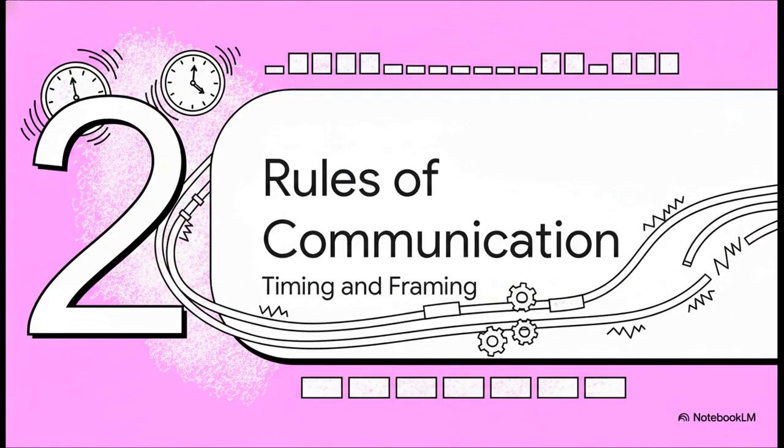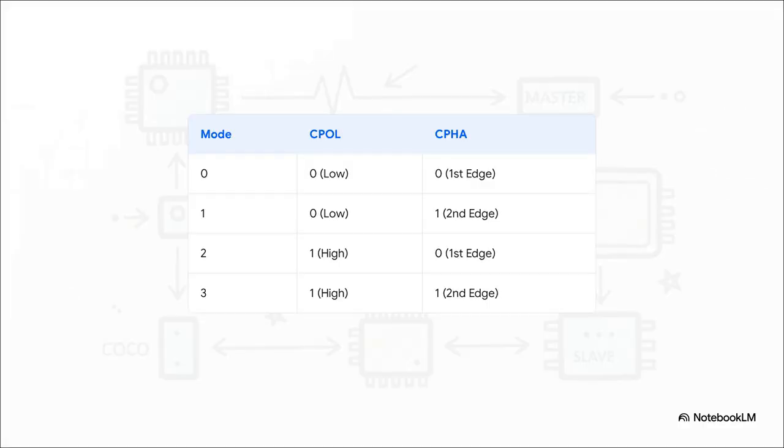Which brings us to Section 2, the rules of communication, timing and framing. Because this conversation is happening at absolutely blazing speeds over physical wires, both sides must agree on strict timing rules before anyone utters a single digital word. Understanding these 4 classic SPI modes will literally save you hours of debugging down the line.